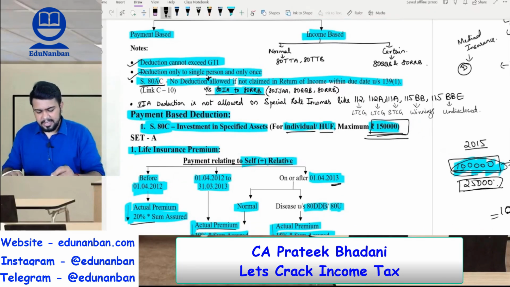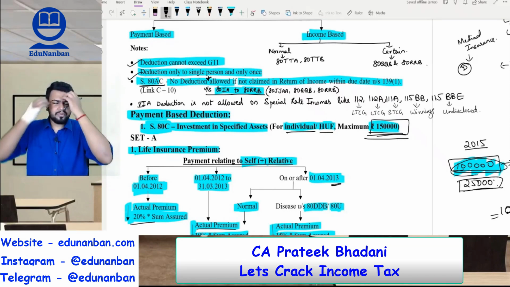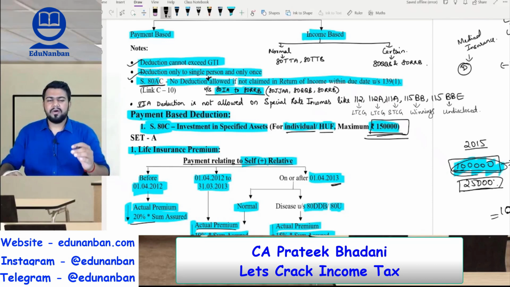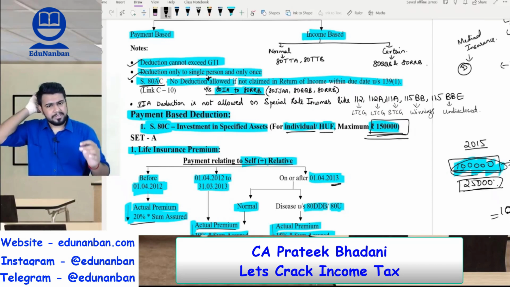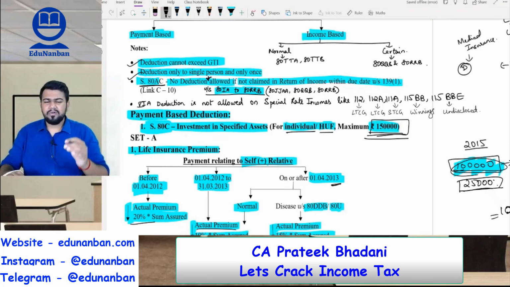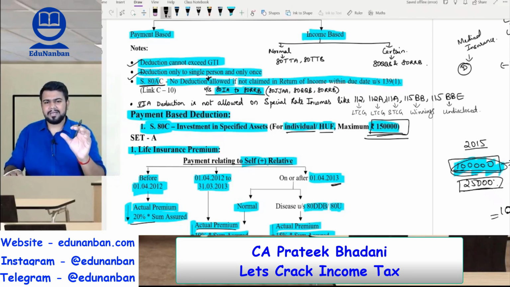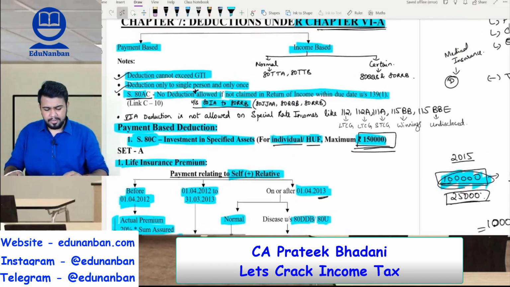Next, deduction is allowed only to a single person and only once. In many places we are going to see deduction is allowed for themselves as well as family members. For example, if there is an LIC deduction, life insurance policy, allowed for self as well as spouse, then the assessee and the spouse both cannot claim the deduction on the same amount. Deduction can be claimed only by one person for a single amount and only once. I hope you are able to understand.